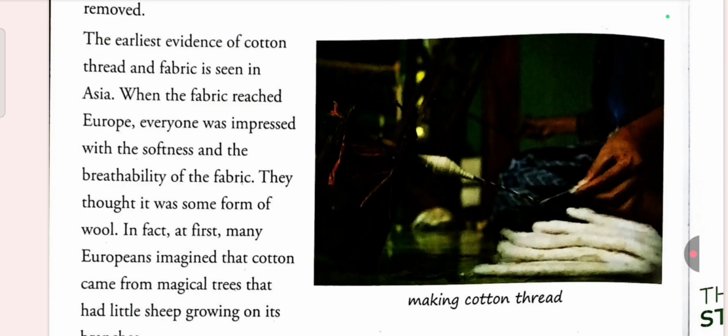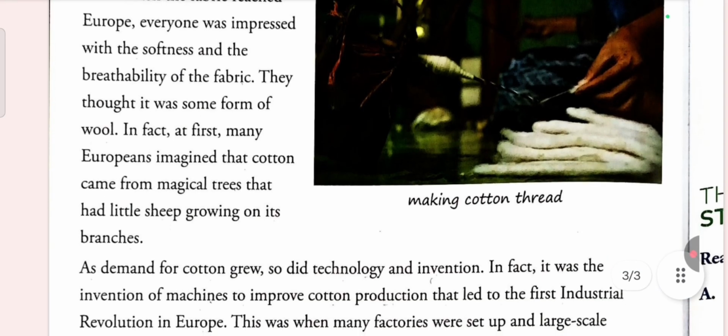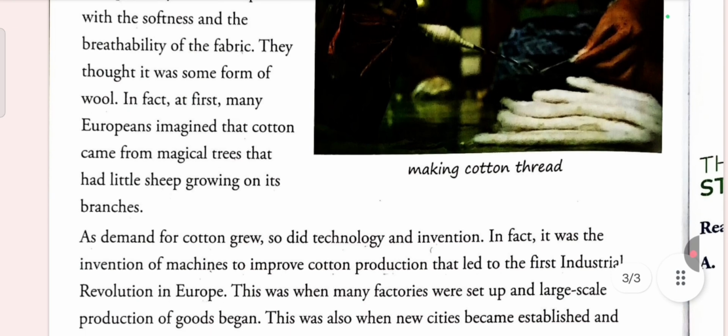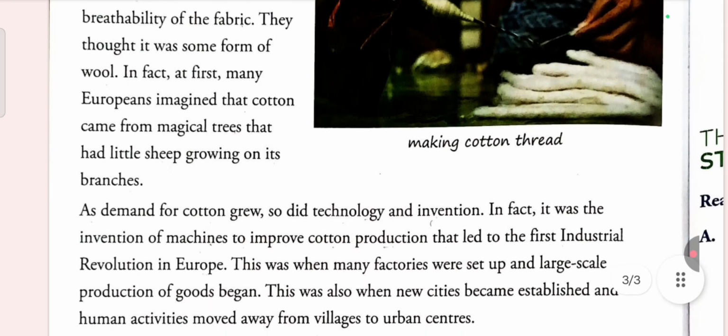The earliest evidence of cotton thread and fabric is seen in Asia. First of all, we have seen cotton plant, cotton thread, and cotton fabric in Asia. When the fabric reached Europe, everyone was impressed with the softness and the breathability of the fabric. At the initial stage, they thought it was some form of wool.